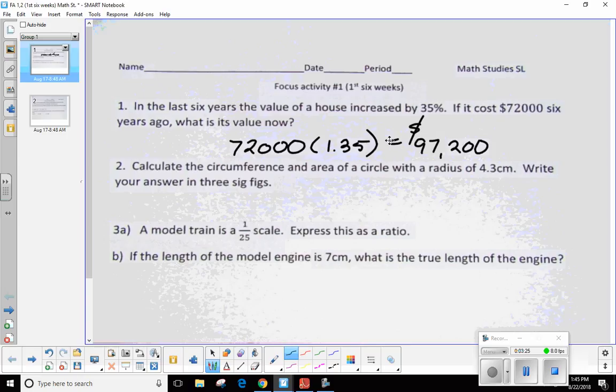Calculate the circumference and the area of a circle with a radius of 4.3 centimeters. Write your answer in 3 sig figs. Okay, so what's the circumference? There are actually 2 formulas. What would you like to use? Since it gives us a radius, we can just use 2 pi r. Or we could double it and still use pi d if we wanted to, but essentially it's the same. So the circumference is 2 pi r, so 2 pi times, in this case, 4.3.